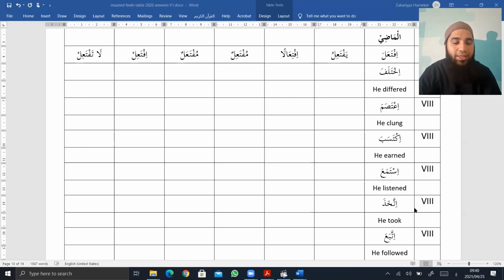Hamza, kha, and dhal. And akhada on the first bab also means to take. Right? But just put those root letters on the scale exactly. Hamza, kha, and dhal. How would it sound? Anybody want to give it a go? It should sound like this.